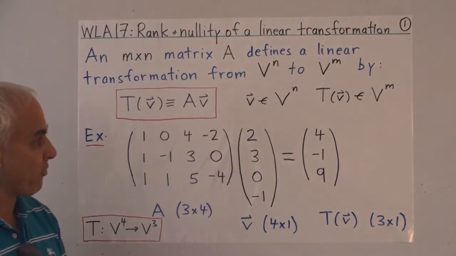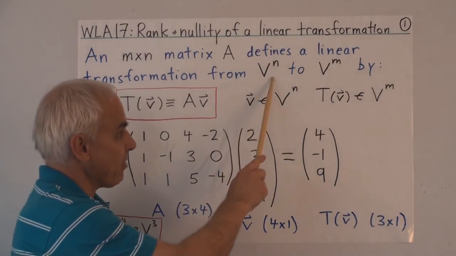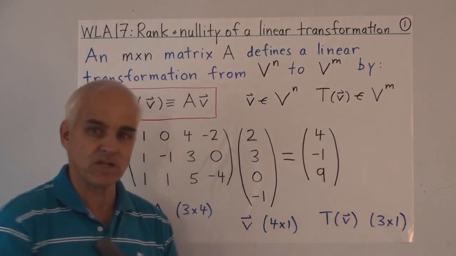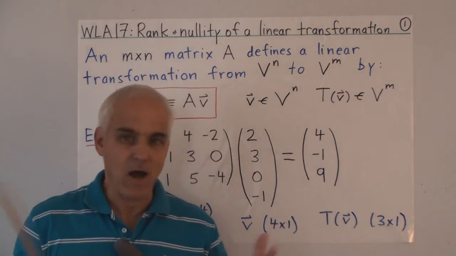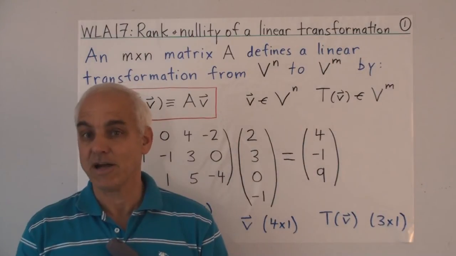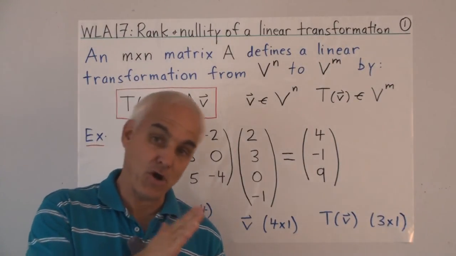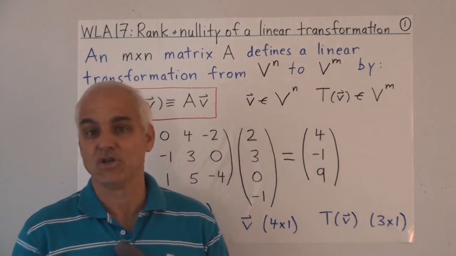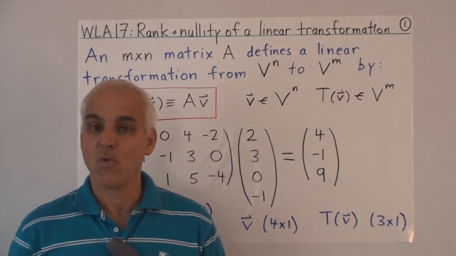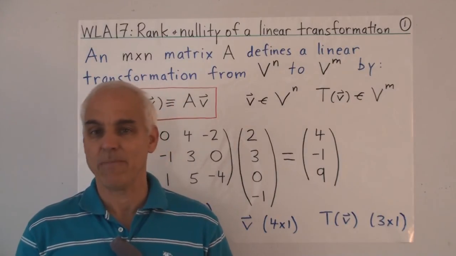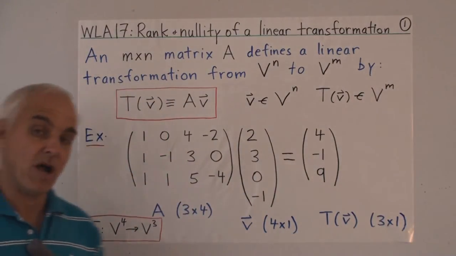Now that's a big step up from what we're doing, because we have to talk about n-dimensional space and m-dimensional space. We want to try to understand how we're going to visualize such a possibly complicated thing. By focusing on the kernel and the image of the linear transformation, we can gain a lot of insight into its geometric structure. And that's what we're going to be talking about today.